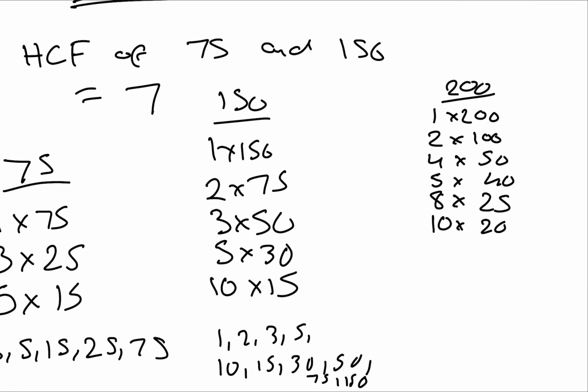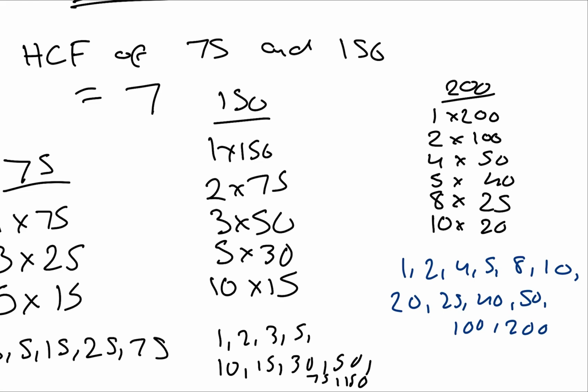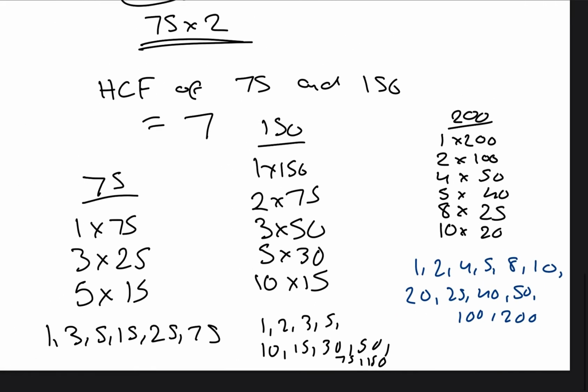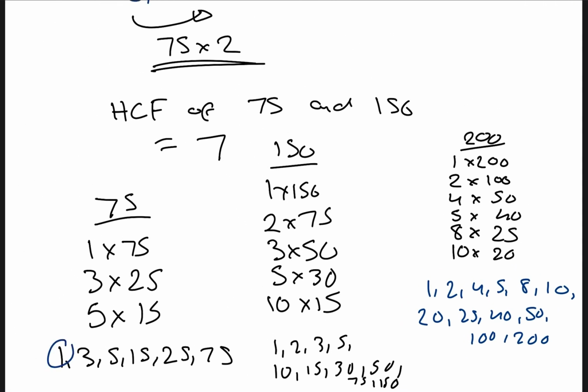I can see. I change colour. 1, 2, 4, 5, 8, 10, 20, 25, 40, 50, 100 and 200. Okay, highest common factor. Well, let's just circle these common ones. I'll underline them, easier. 1, 1, 1. We got 3 and 3, but no 3 in the 200. We got 5 in both. 15, 25. They both have a 25.